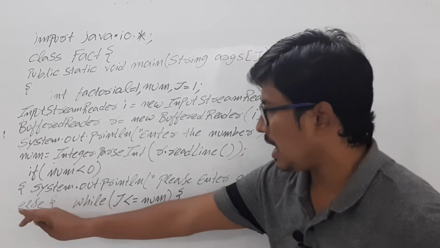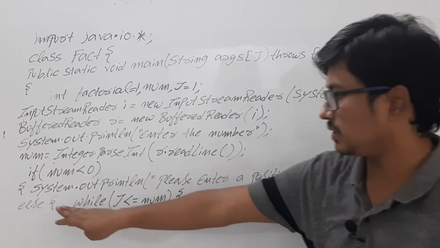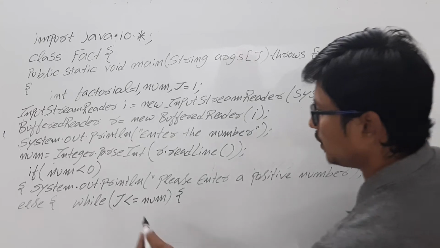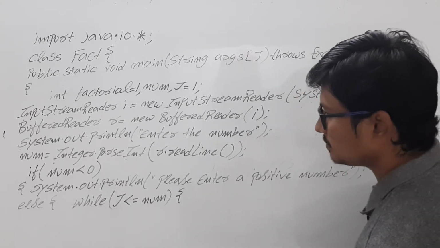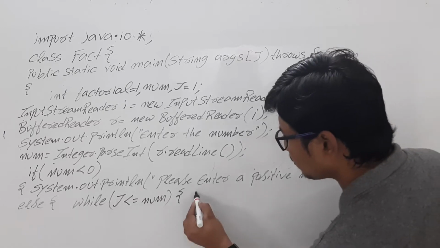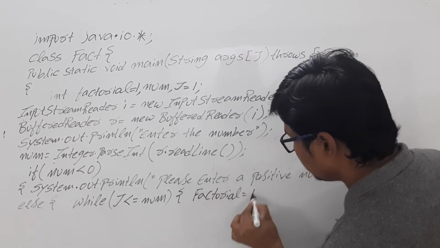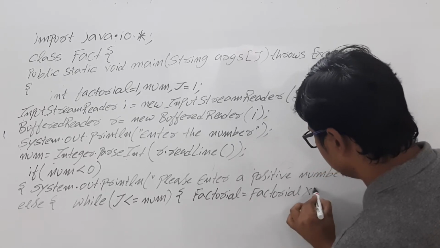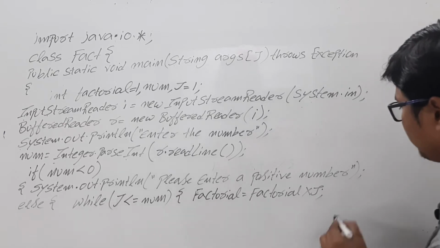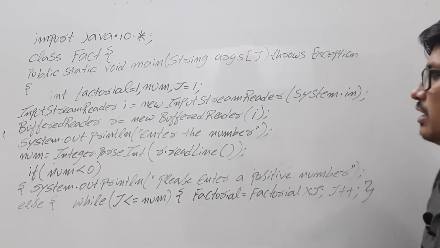Okay, see, I need to write it in each line, but due to space issue I am writing it here so you can understand it. While j is less than or equal to num, then I will write factorial is equal to factorial into j, and then I will write j plus plus and close the while loop.